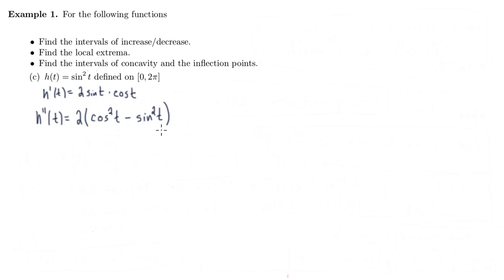Very good. So let's think about when h prime equals 0. Well, for h prime to be 0, I either need sine to be 0 or cosine to be 0. So here are the values that will make sine or cosine 0. 0 will make sine 0. Pi over 2 will make cosine 0. Pi will make sine 0. 3 pi over 2 will make cosine 0. And then finally, 2 pi will make sine 0. So there are our critical points.